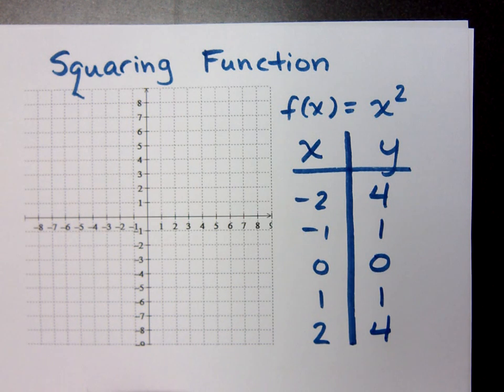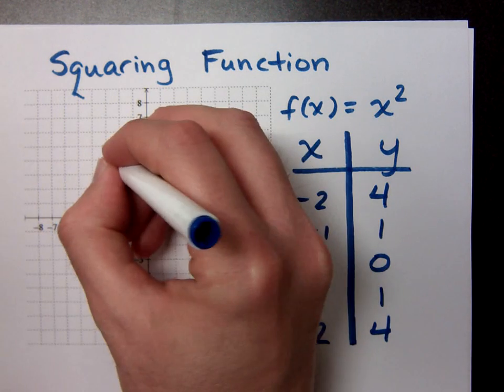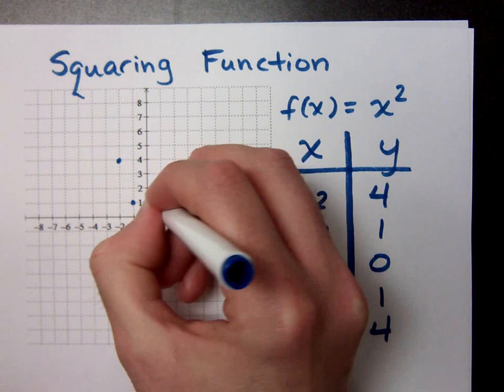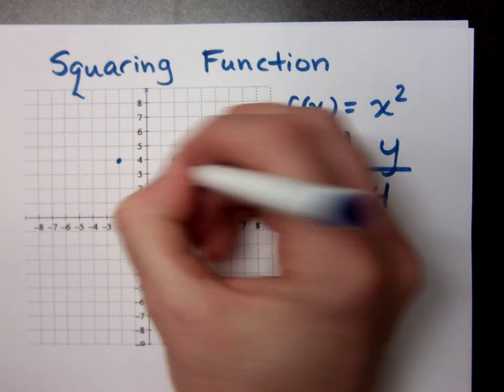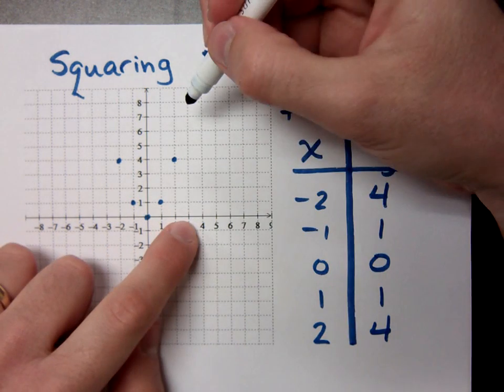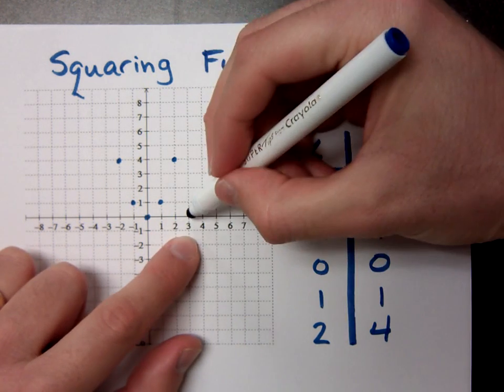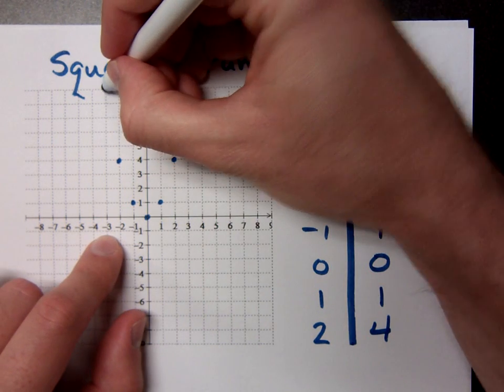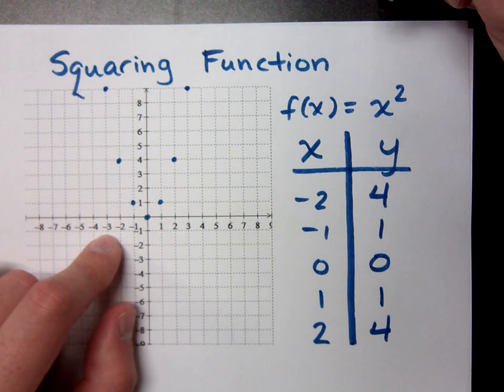Do you all agree? Yes. If I plot these points, I get -2, 4, -1, 1, 0, 0, 1, 1, and 2, 4. Now, this guy says that every number you plug in, you're going to square that guy. So if I plugged in 3, what would I get? 9. Plug in 3, I get 3 squared, which is 9. Plug in -3, I get 9. So I get all these points here.